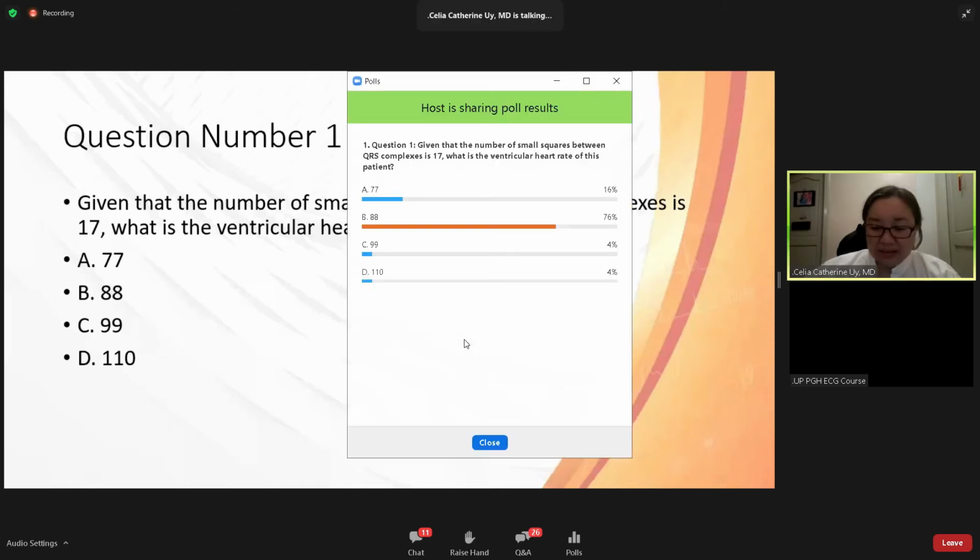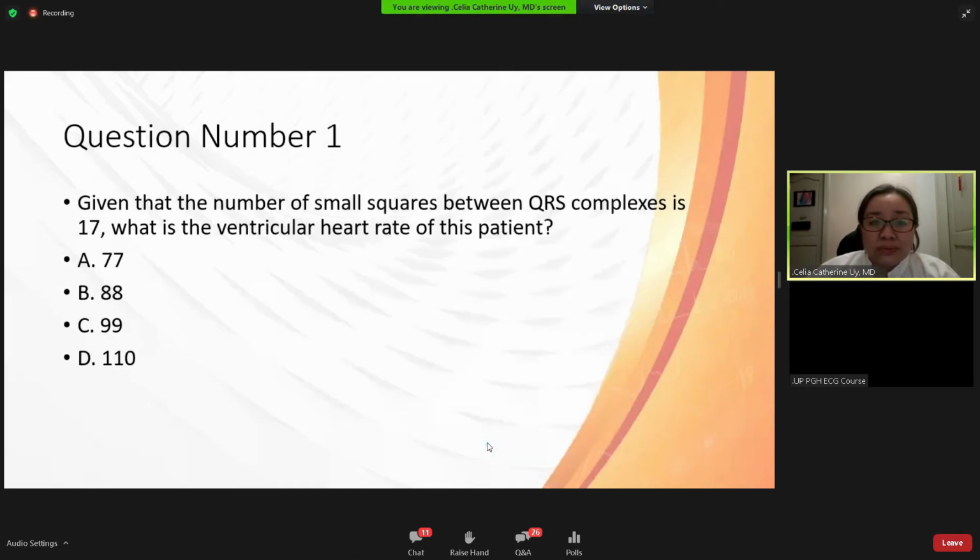All right, so I'll show you the ECG again. We have the poll results, and I'll discuss with you briefly the correct answer. The answer that most of you answered, 76% of you, was letter B. So a heart rate of 88 beats per minute, and that is the correct answer.